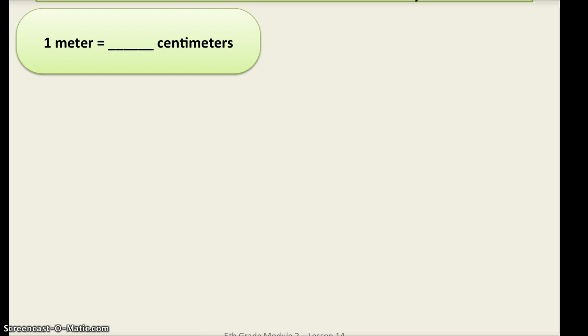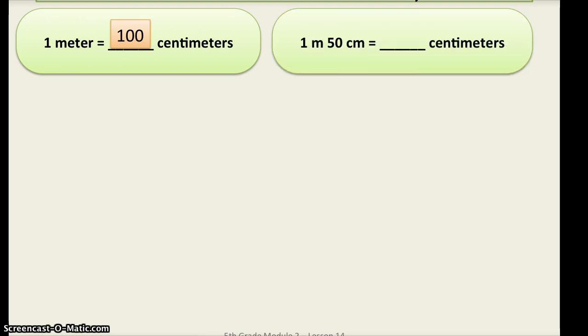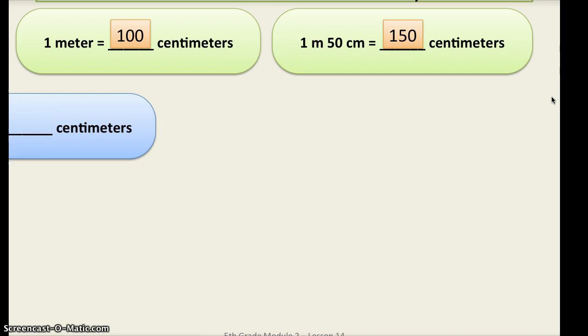Okay, we are going to practice some conversions, so get your whiteboard ready. 1 meter equals how many centimeters? 100. 1 meter and 50 centimeters is how many centimeters? Use this as your baseline. If I know 1 meter equals 100, then I can just put that together really quickly and I get 150.